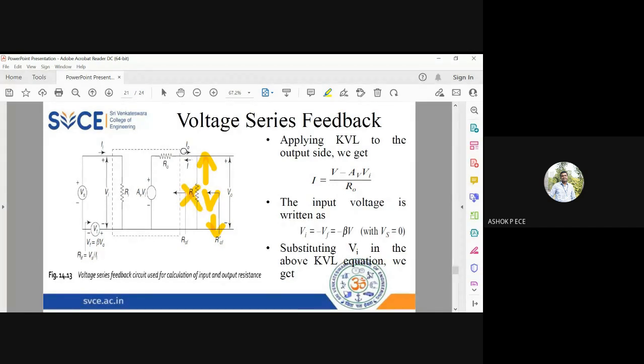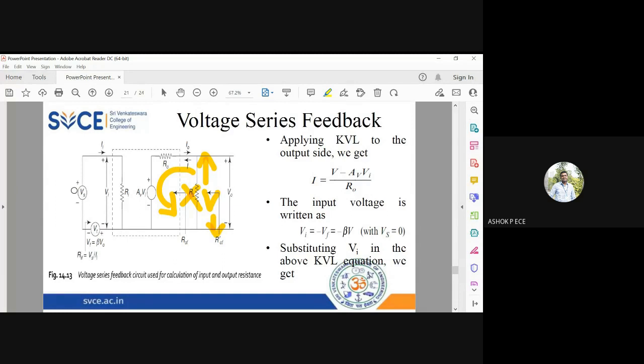So I can write the value of current, it is flowing between two voltages. So V minus AV into Vi by R naught. So this current is flowing between two voltages and only one resistance I have. So assume the current is flowing this way. So I is equal to V minus AV into Vi divided by R naught.